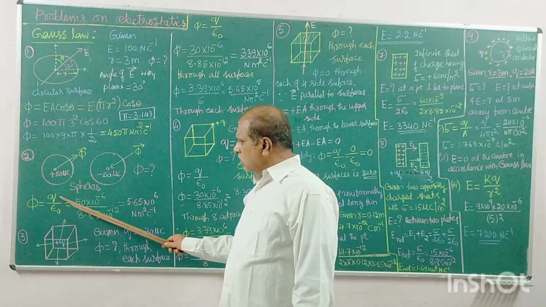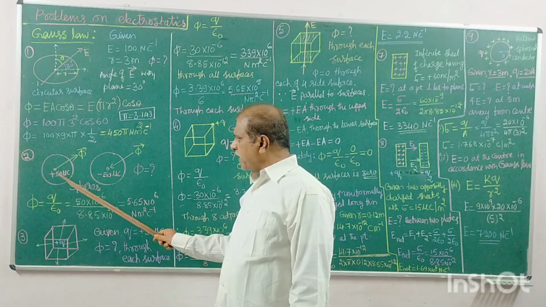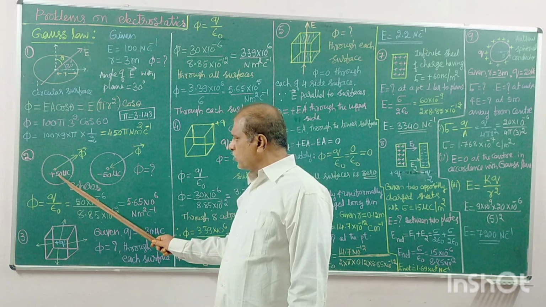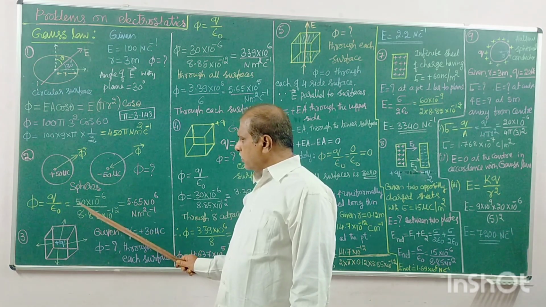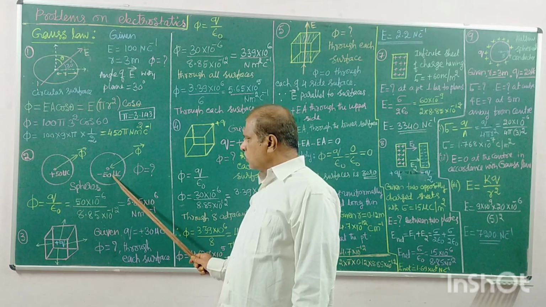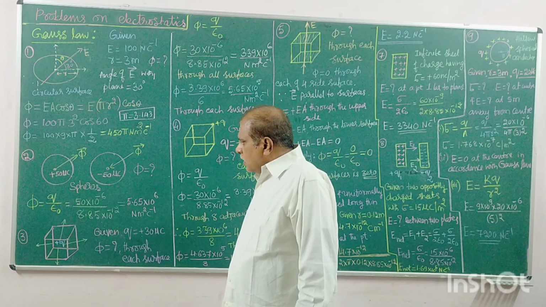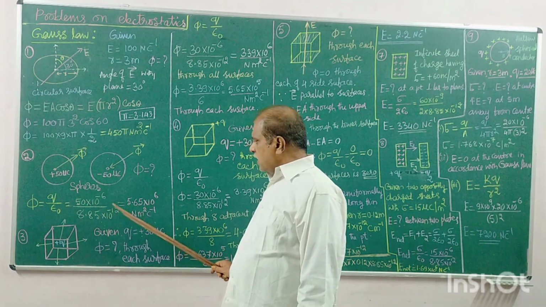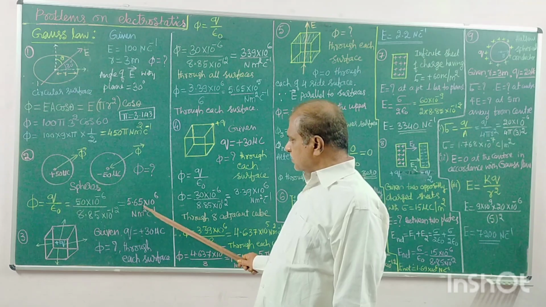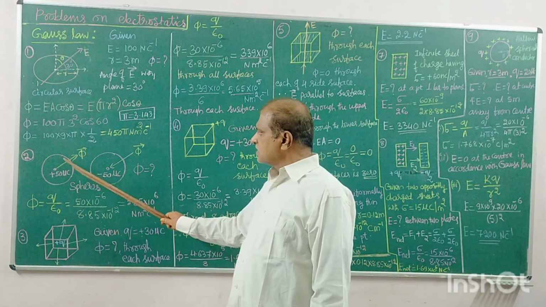Q is plus, it is minus, but the magnitude of the flux requires only the magnitude, the numerical value. That is 50 into 10 to the power of minus 6, because micro is not SI, coulomb is SI. It becomes coulomb. So divide this by this, calculate, and you get this value. This is the magnitude of flux passing through this surface as well as this surface.